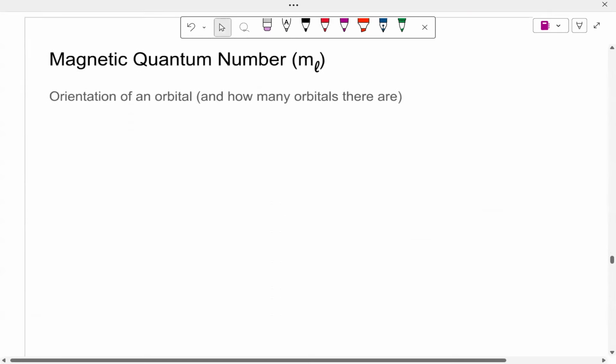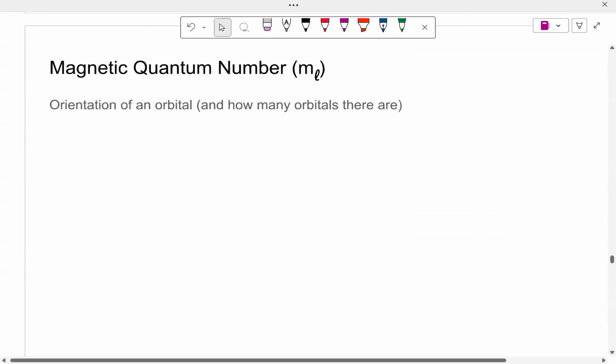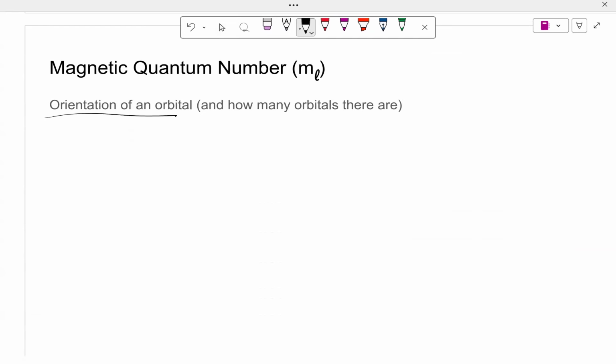Now, the next quantum number we're going to look at is the magnetic quantum number. And this refers to the orientation of an orbital. We're primarily going to use this to find how many orbitals there are in a subshell. I've highlighted this, but now I'm going to put it to a specific quantum number. So M sub L is allowed to have values of negative L to 0 to positive L.